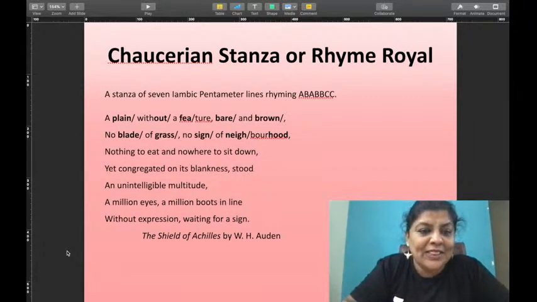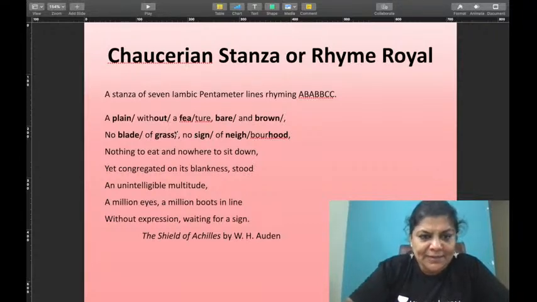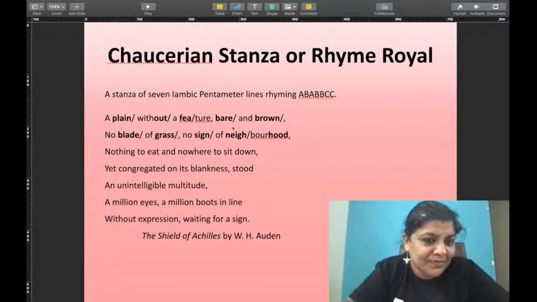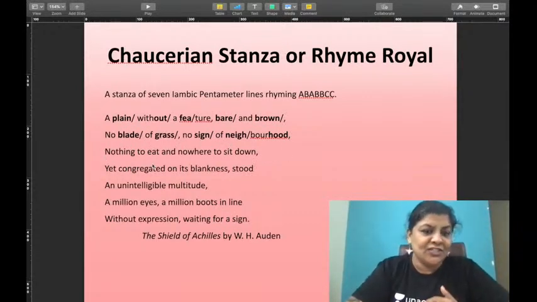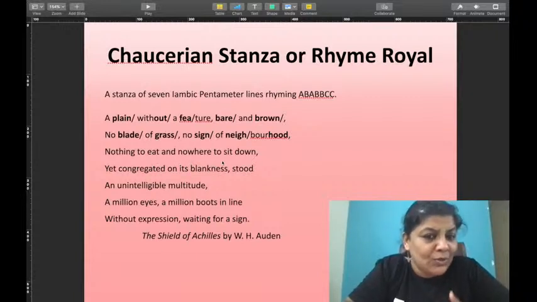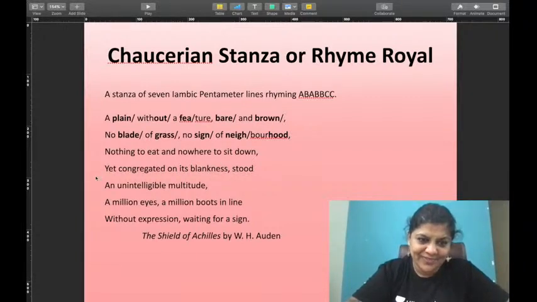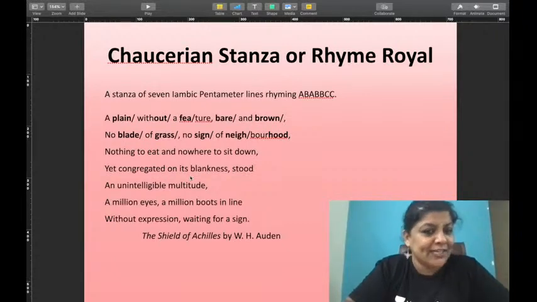A plane without a feature bare and brown. No blade of grass, no sign of neighborhood. Nothing to eat and nowhere to sit down. Yet congregated on its blankness stood.